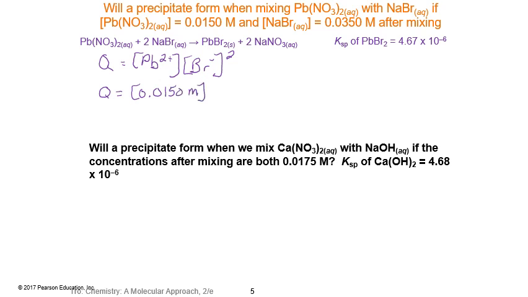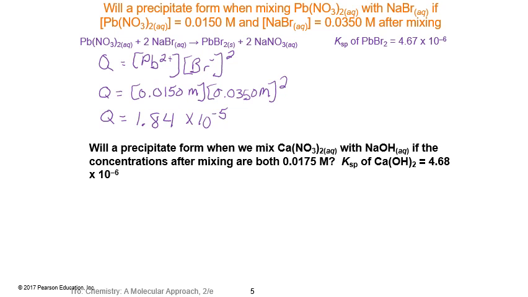Because there's only 1 bromide in our aqueous solution, the bromide is going to be equal to the concentration of the sodium bromide. But we have to square that whole concentration. And so we end up with a Q that equals 1.84 times 10 to the negative 5th.